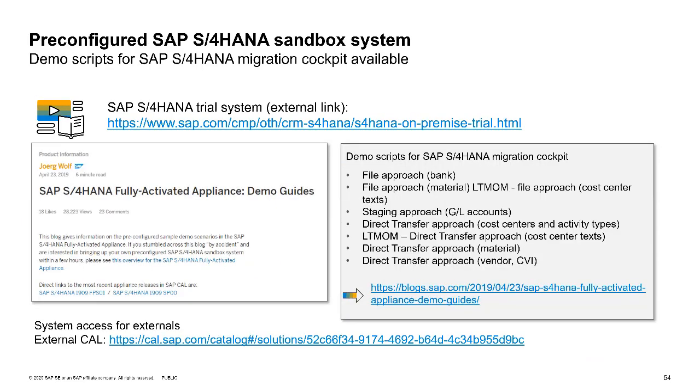And here we have a hint for a trial system landscape. Even if you want to play around with the migration cockpit and you do not have a landscape, especially for the direct transfer you see in the part 2 session, you need a complete landscape of source and target system. With the fully activated appliance, you are able to create your own instance to play around. We provided demo scripts with data to be tested. So feel free to join and to make yourself familiar with the cockpit.